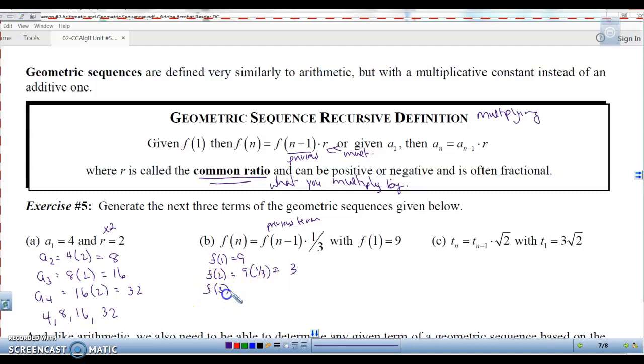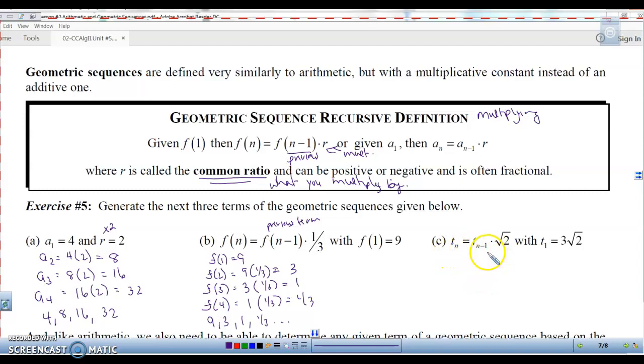All right, the third term, take the previous term, in this case the second term, multiply it by a third, will equal 1. And then the fourth term of the sequence, take the previous term, which is 1, multiply it by a third, will give me a third. So that means my sequence is going 9, 3, 1, 1/3, dot, dot, dot. So notice, because the multiplier is a fraction, what is your sequence doing? It is decreasing.